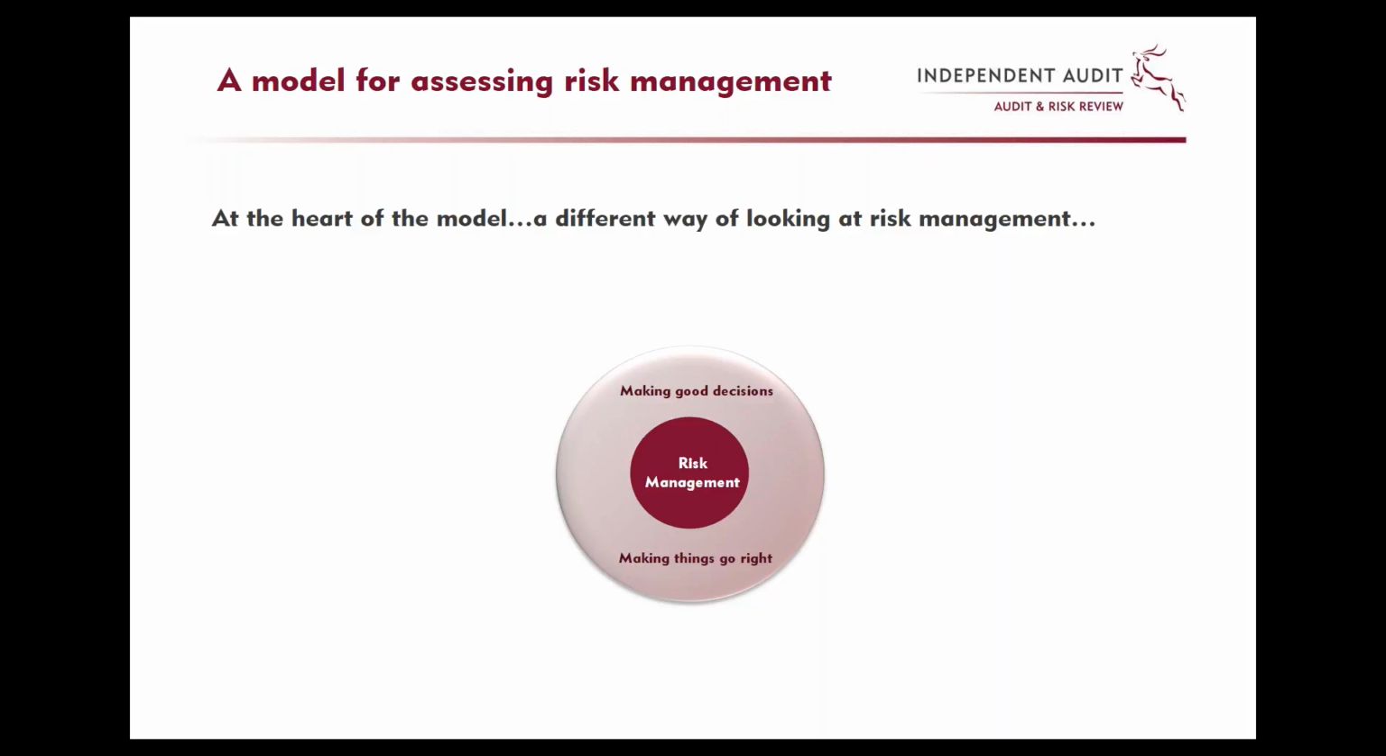I think we need to move to a mindset where instead we're saying, first of all, have we got a model for assessing effectiveness, which actually looks at the enablers of effective risk management, the things that need to be in place, the conditions that need to be in place for risk management to work well and have the required impact on the business. So this is the start of the model that we're going to present to you. At the heart of the model is just this different way of looking at risk management.